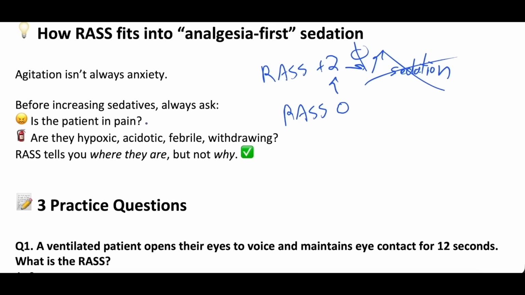Always ask, is the patient in pain now? Is something else changing? Are they hypoxic, acidotic, febrile, withdrawing? Did the ventilator settings or mechanics change? So trending that RASS number is important, but don't interpret the trend as a reflex to increase sedation. Reassess if something has changed, if that RASS changes despite their sedation doses not changing. That's critically important.